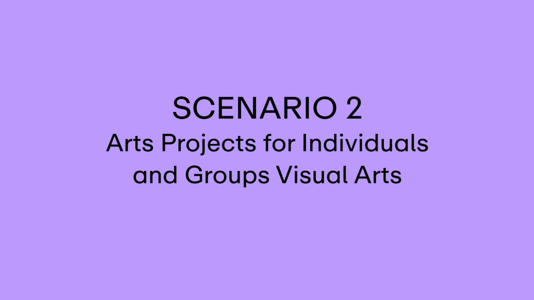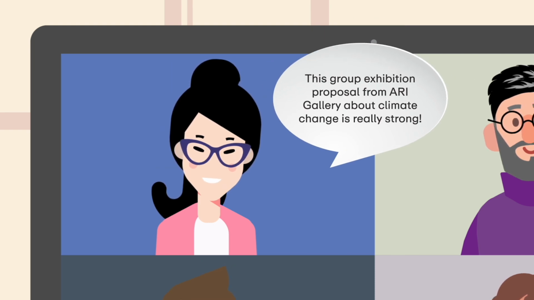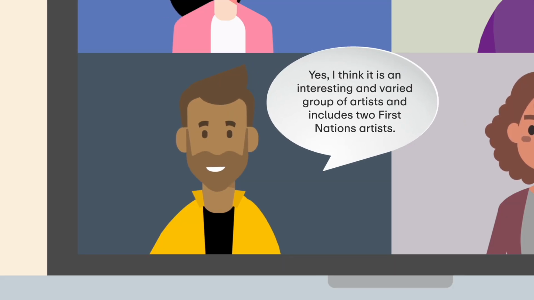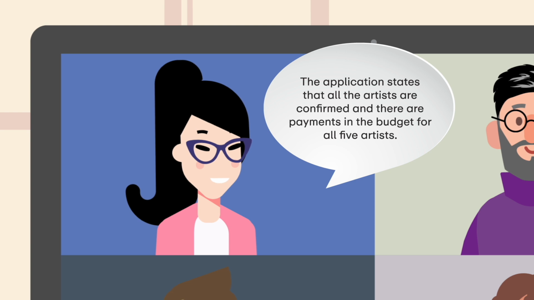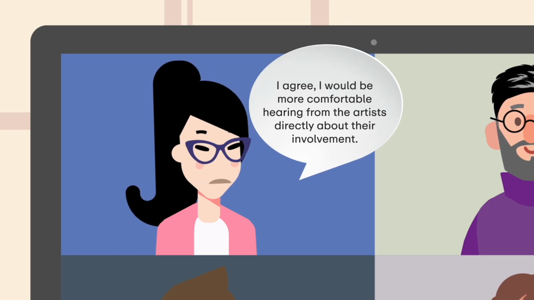Scenario 2. Arts Projects for Individuals and Groups, Visual Arts. This group exhibition proposal from Ari Gallery about climate change is really strong. Yes, I think it's an interesting and varied group of artists, and includes 2 First Nations artists. The application states that all the artists are confirmed, and there are payments in the budget for all 5 artists. Yeah, I like it too, but I can't see letters of support from the First Nations artists confirming their participation in the project. I agree. I'd be more comfortable hearing from the artists directly about their involvement.